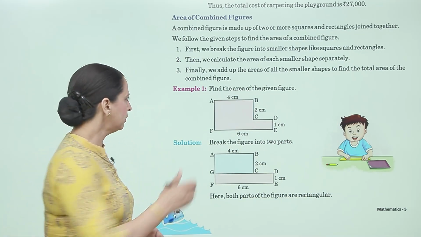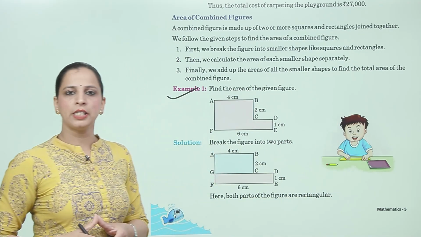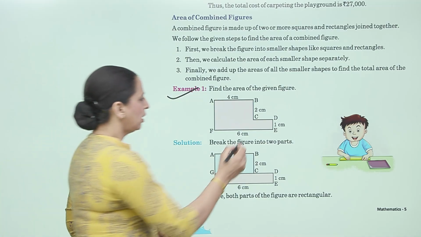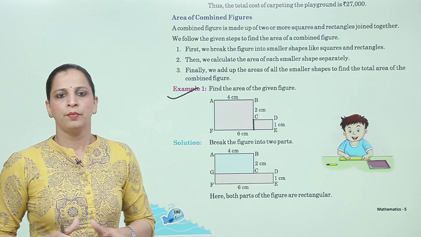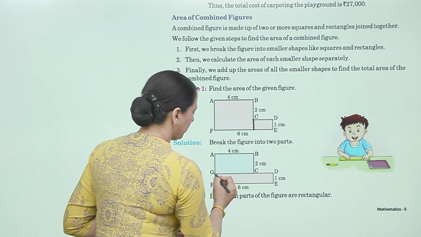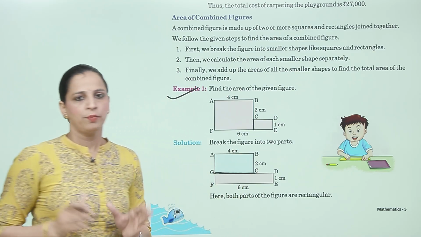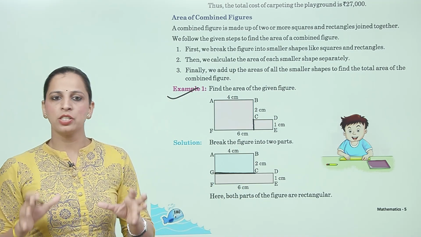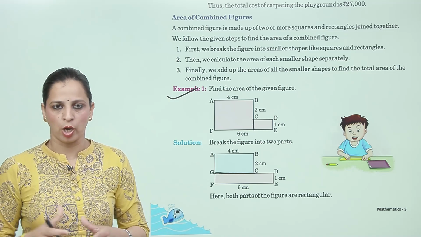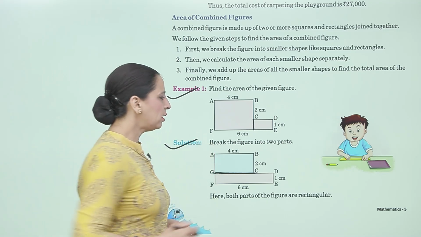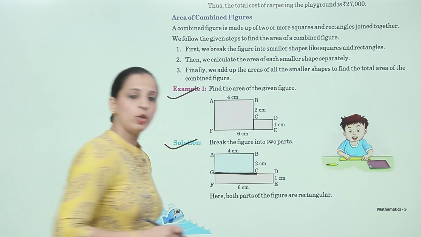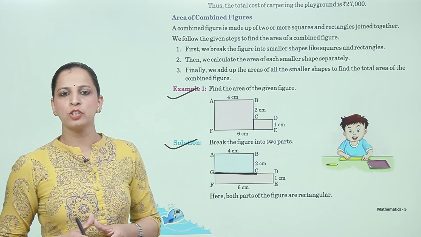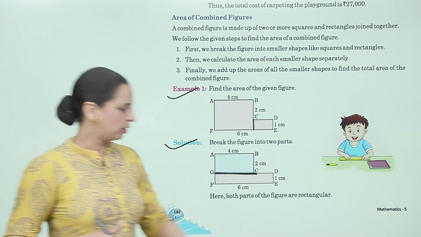Now, example 1. Find the area of the given figure. Yes, we can make it like this or you can make it like this also. In both the situations you will find the area. Now, solution. Break the figure into 2 parts. We break it into 2 rectangles. Here, both parts of the figure are rectangular.